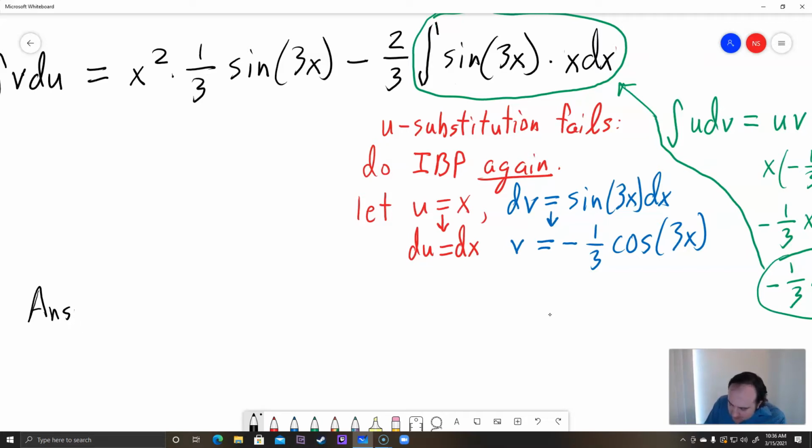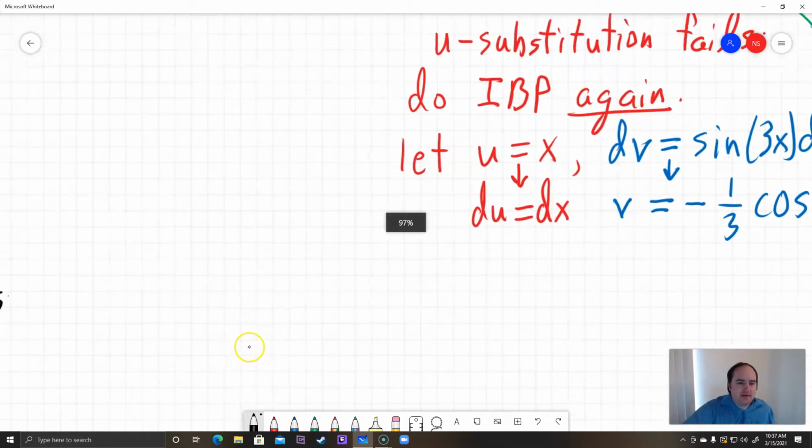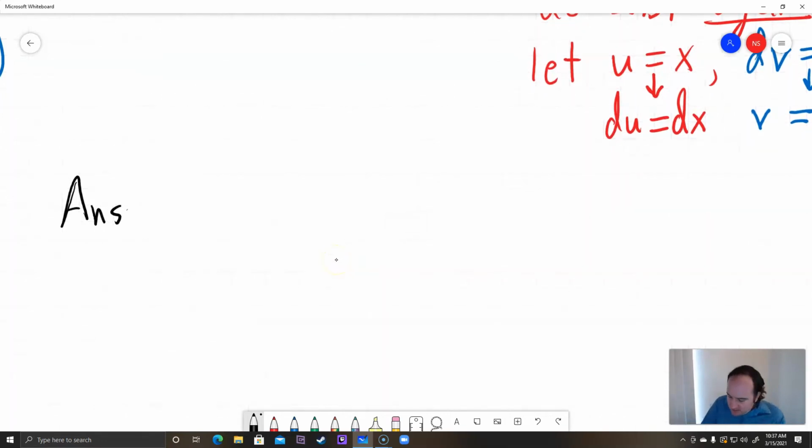Oh, I'm not good at writing that small. Let me zoom back in. I was going to try to write really small, but it's difficult on this tiny little drawing pad that I use.